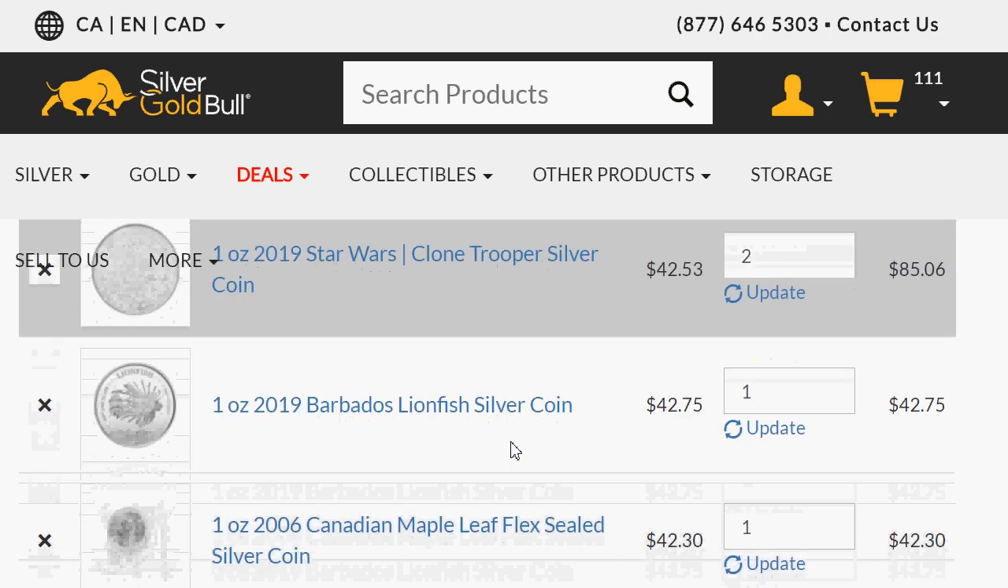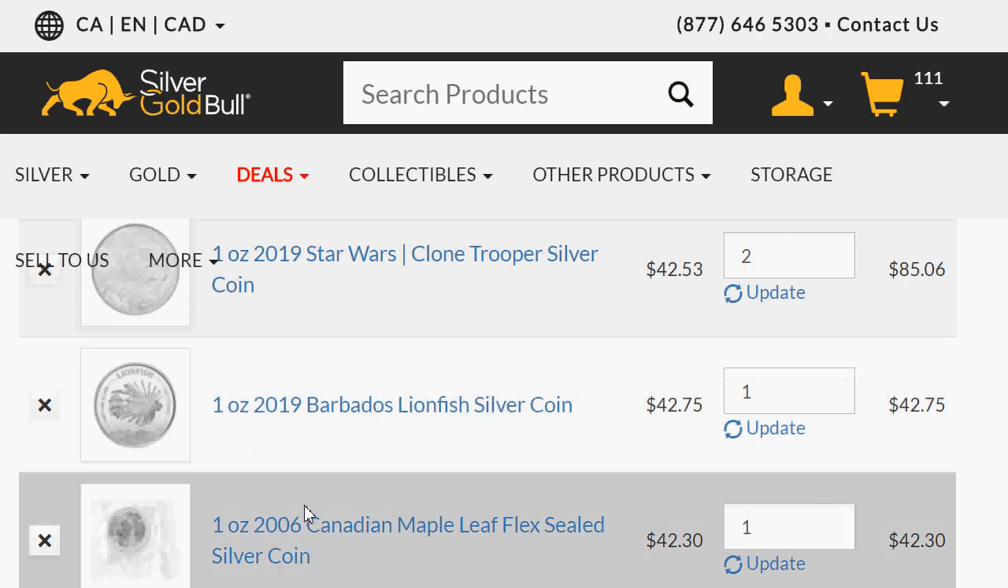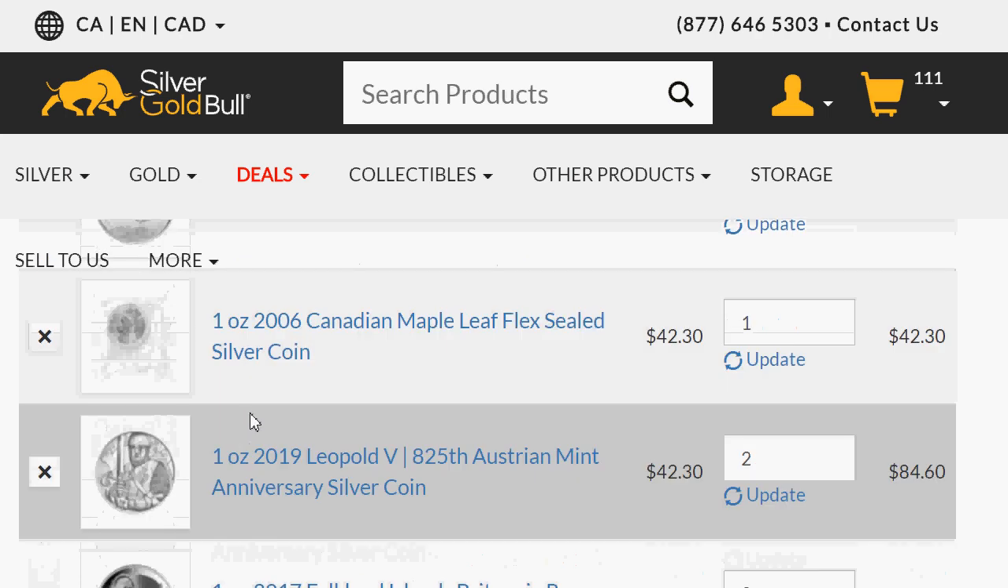Or 2 of them. Only got 1 of these, which is the Barbados Lionfish silver coin. I already got 1 of this, but a 2006 Maple Leaf sealed flex coin. I'm just a fan of these sealed coins, and I got a lot of 2001s that have a very high cost on here. They're selling them for quite expensive, and I got about 15, 16, 17 of them, so that's pretty cool. But the sealed 2001s go for a huge premium. Not like the 1997s, but I'm thankful that happened.